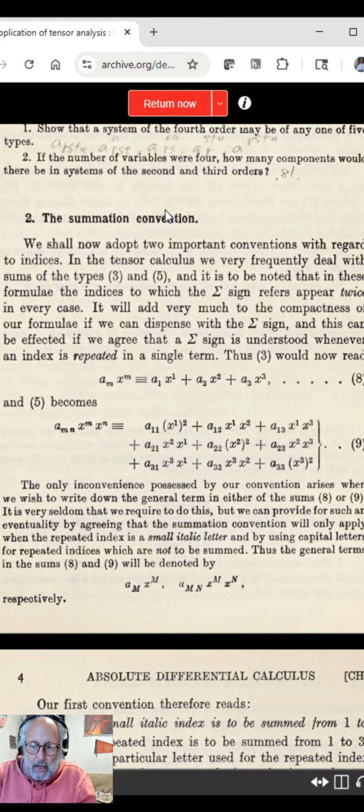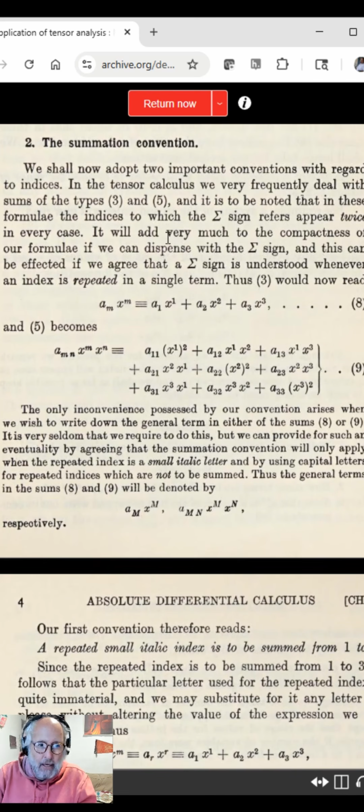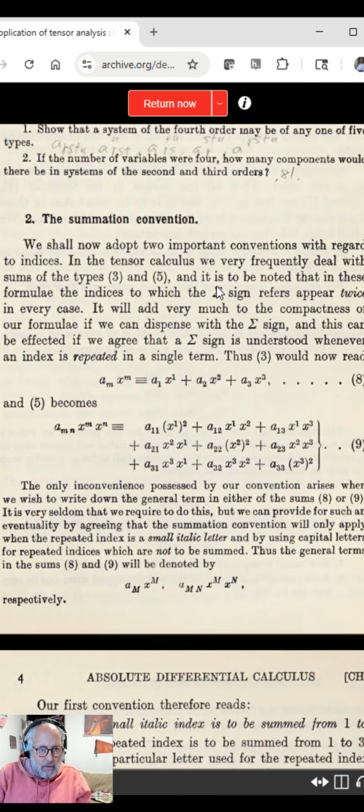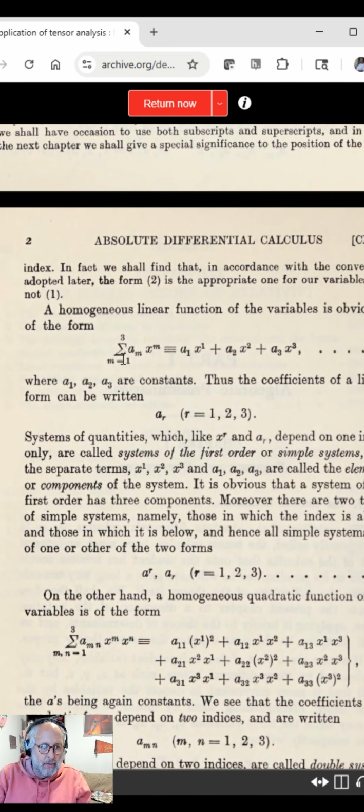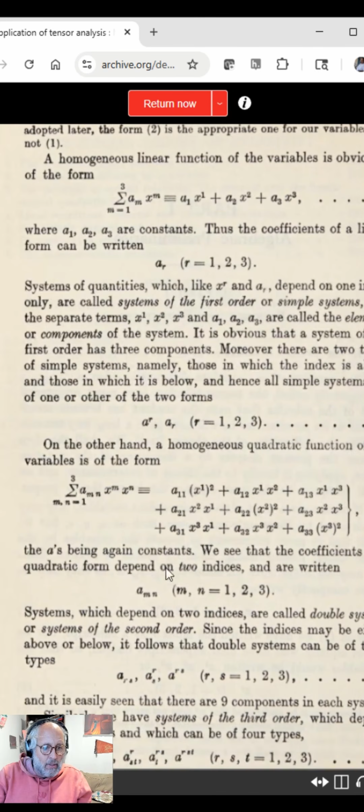Hey everybody, I am still working through the McConnell Tensors book, and still kind of working through the definitions, what everything means. And today I'm going to look through the summation section. Okay, and so what McConnell's pointing out is that in equation 3 we had this sum, and in equation 5 we had this sum, and that the indices ran 1 to 3.